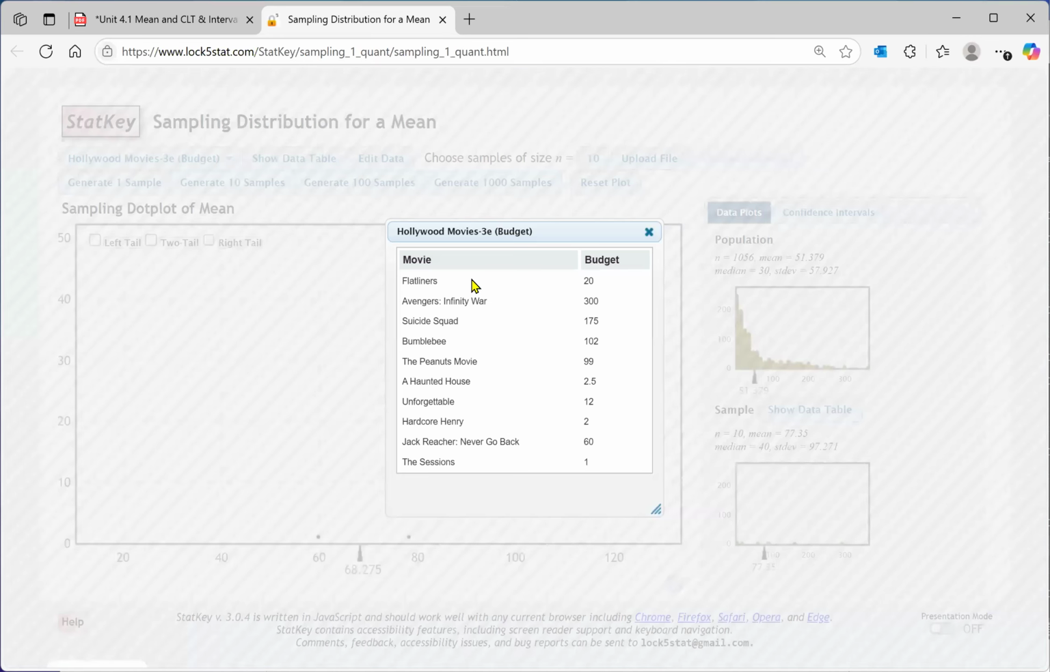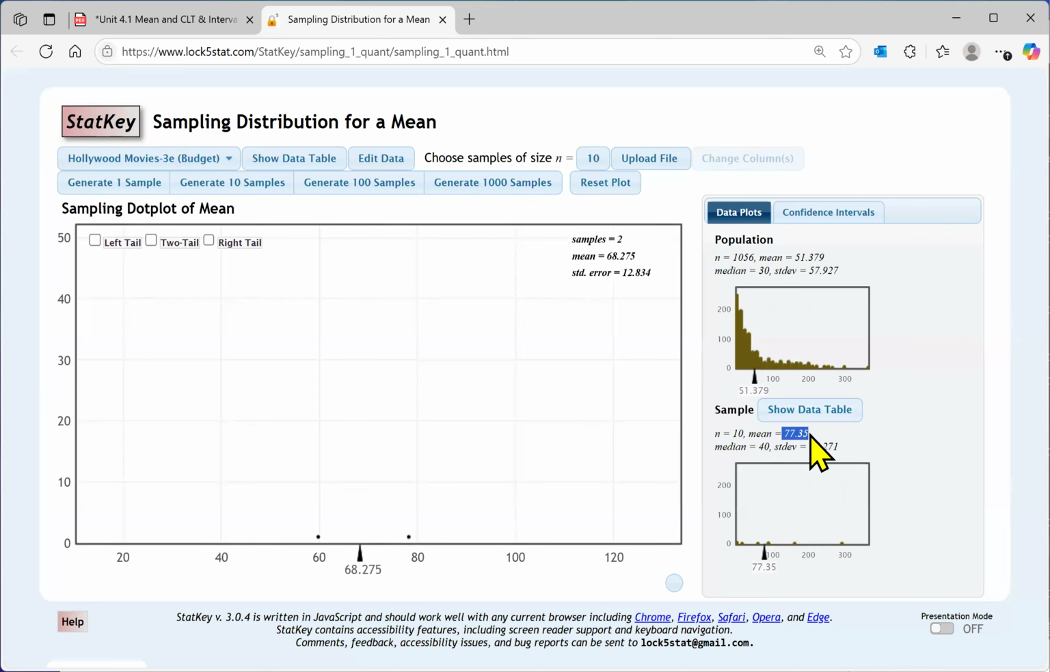And you can go ahead and just see the sample that you got there. So here I got Avengers Infinity War. That's a very popular movie. Lots of money that was spent on that, but it also made a lot of money. So it makes a lot of sense that they spent a lot of money. So anyway, here is the sample mean for that. It's 77.36. And now these two observations are not enough to determine a behavior, a pattern. But you can see that if I repeat this many, many times, I start to observe a certain pattern.